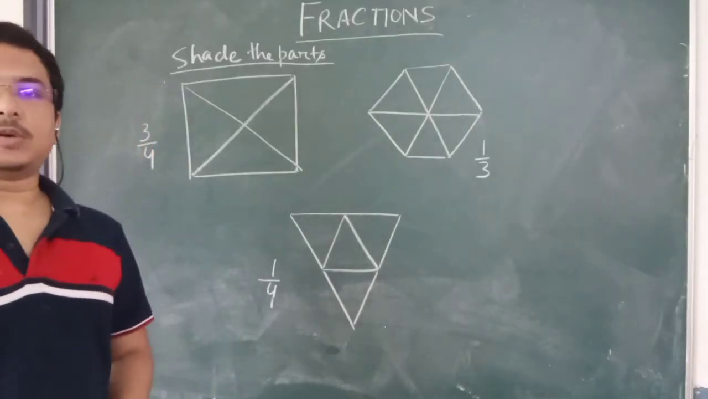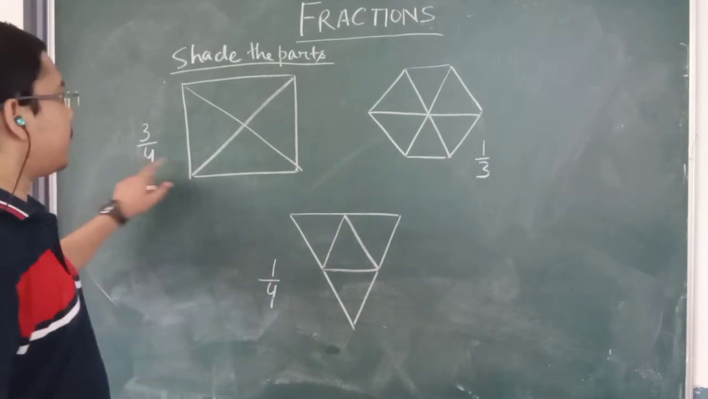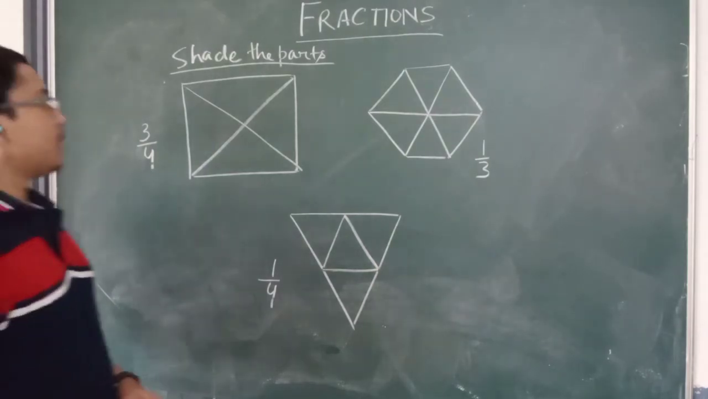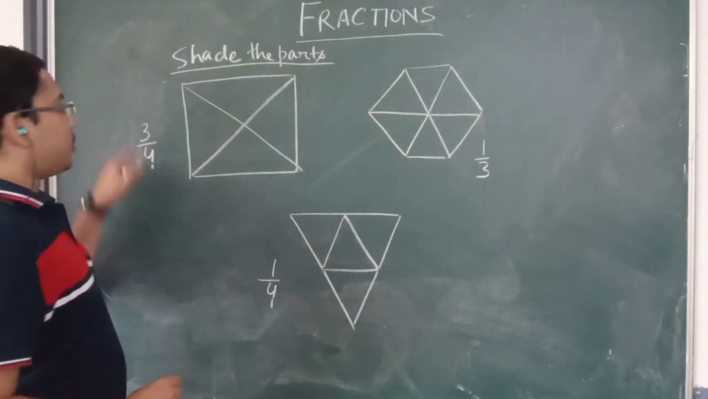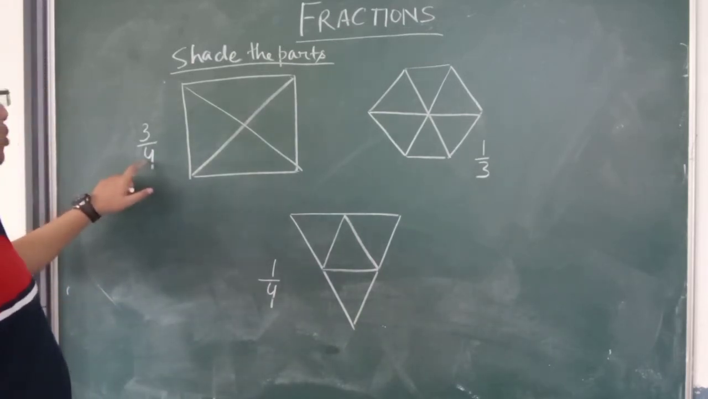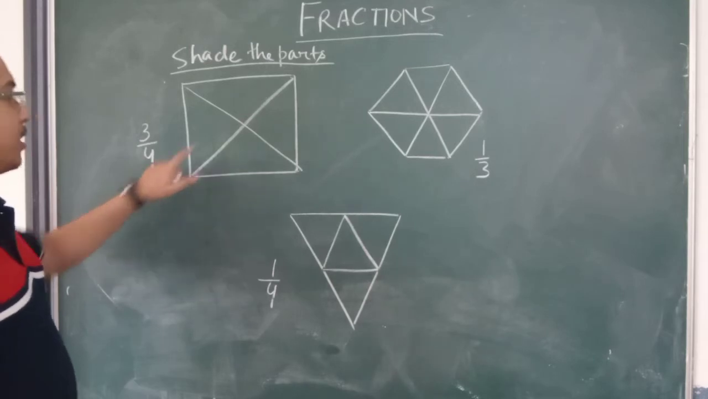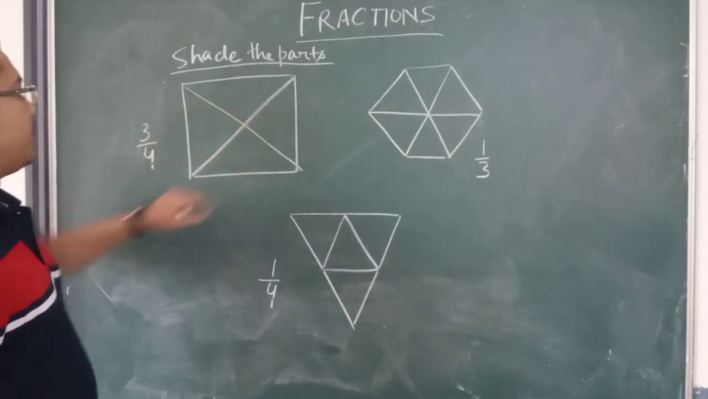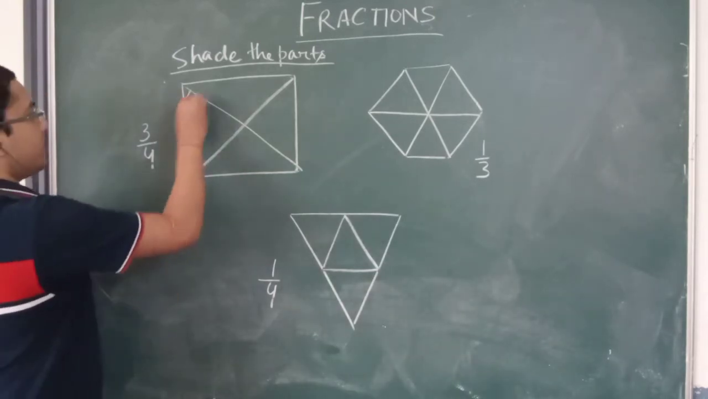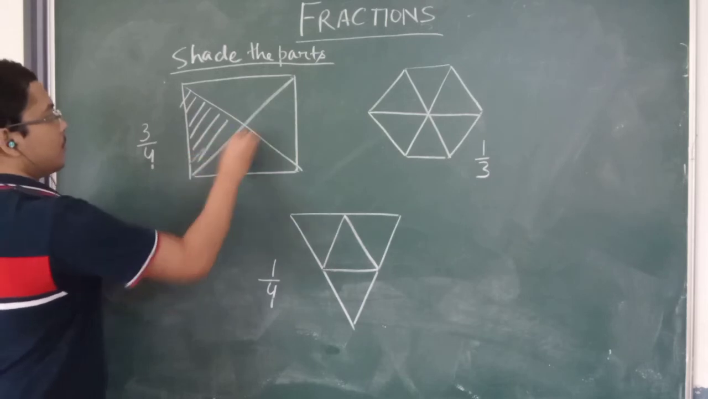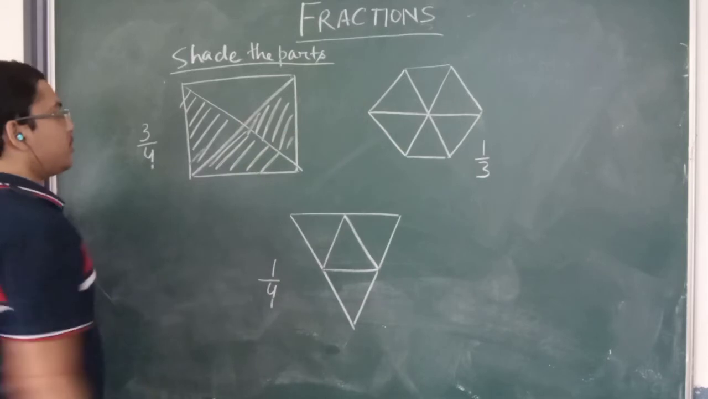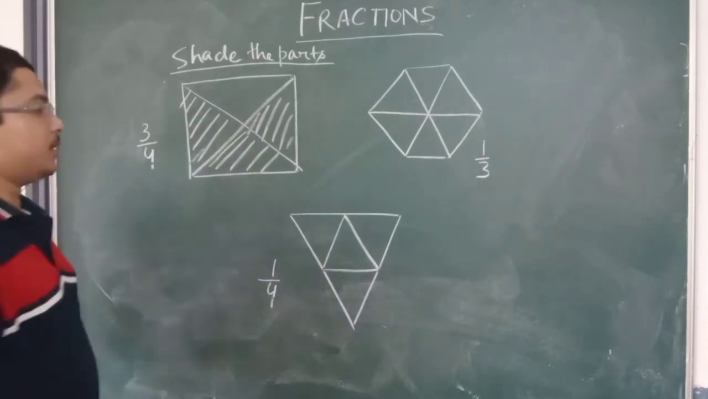Okay, next we are going to see how, if the fraction is given and you are told to shade the portion, we are going to do that. So it has been told to shade 3 by 4 portion of this figure. We see the total number of divided parts is 4. There are 4 parts, 1, 2, 3, 4, and we have to shade 3 out of the 4. So let us shade any 3 of them. 1, 2, and 3. So this is your 3 by 4 portion of the figure.